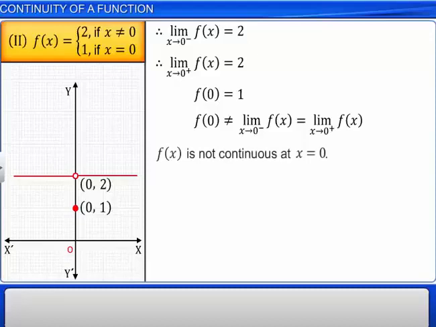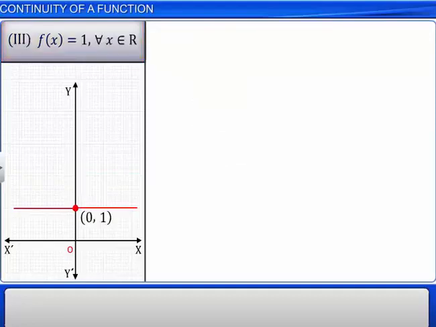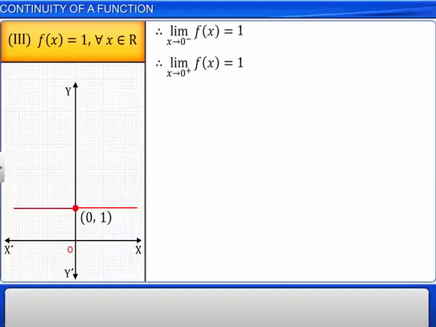Now observe the third graph. In this graph, the left-hand limit, the right-hand limit, and the value of the function at x is equal to 0 are all equal to 1. Hence we can say that function f is a continuous function at the point 0.